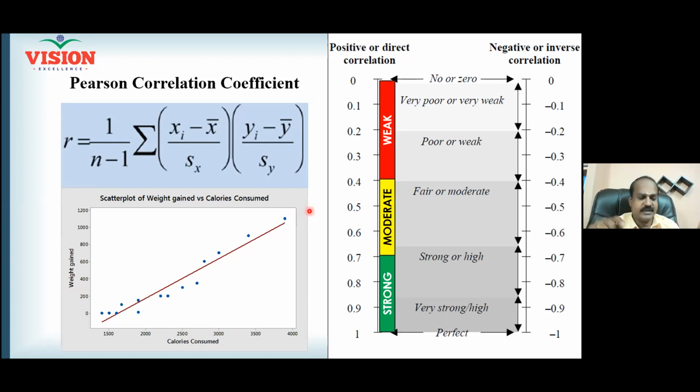See, R, the Pearson correlation coefficient R, actually measures the linearity only. And it is close to a straight line relationship. And that is why you said strong positive.